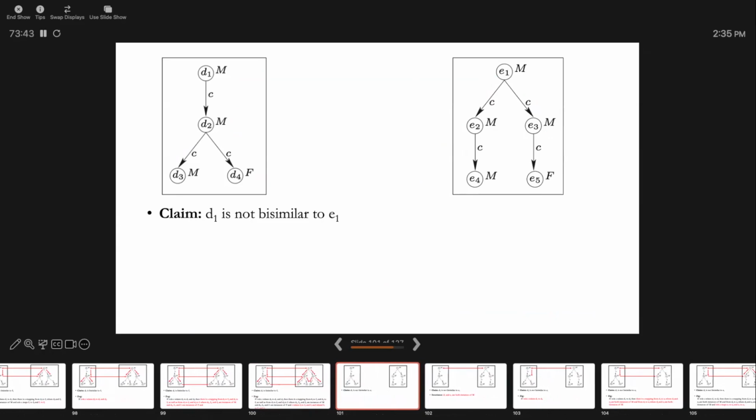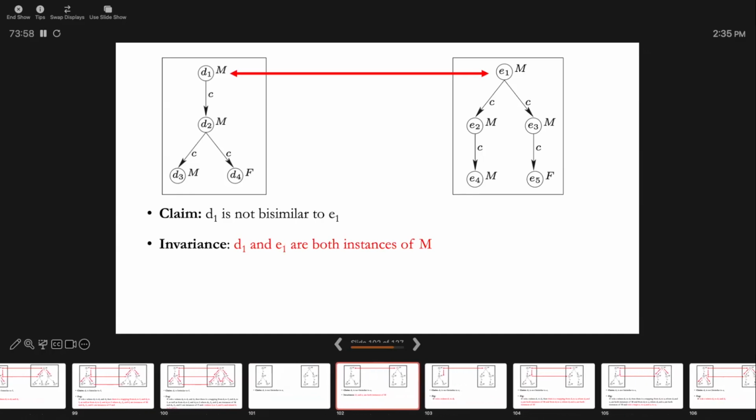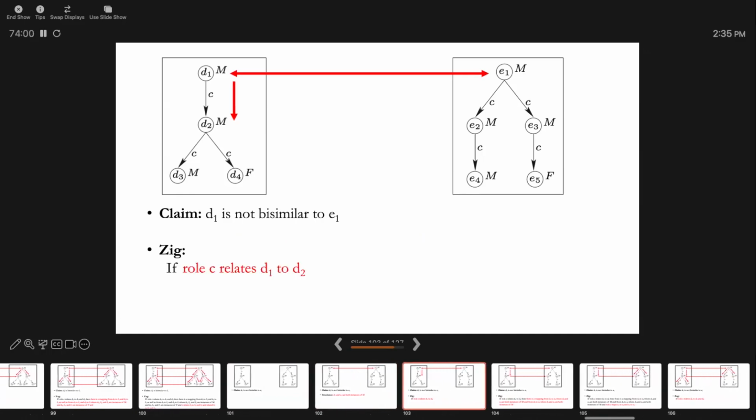E1 is pointing to E2, but it is not pointing to two things. E2 is not pointing to two things. There's a break in the structure. They're not mirrored. They're mirrored up to one point. Now, they are both instances of M, so invariance is true.